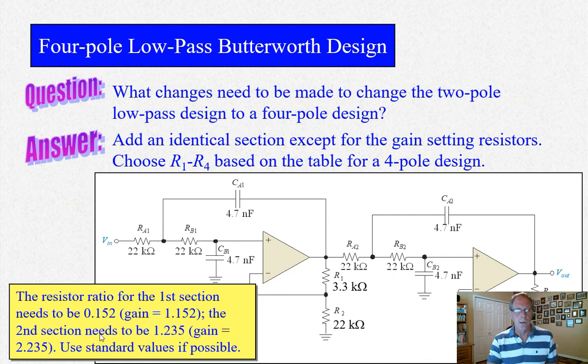Remember that from the table. And then the second one is 1.235, resulting in a gain respectively of 1.152 and 2.235. And so they've chosen some standard values here for that. So that's a 4-pole filter. Really nice filter. This would work very, very well for a lot of good applications. 80 dB per decade drop after the cutoff frequency.